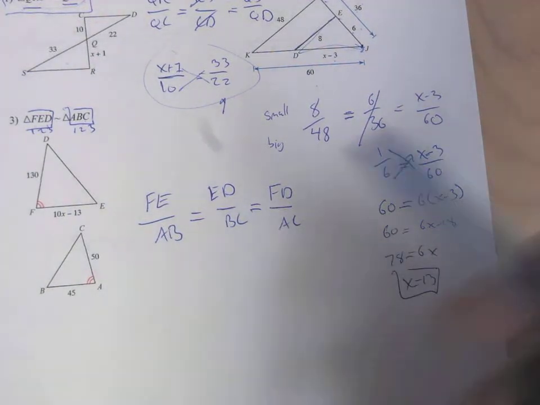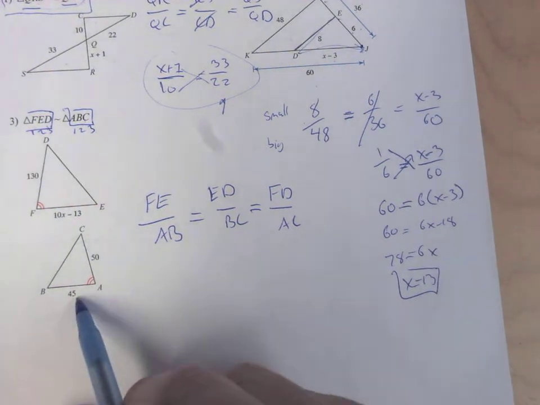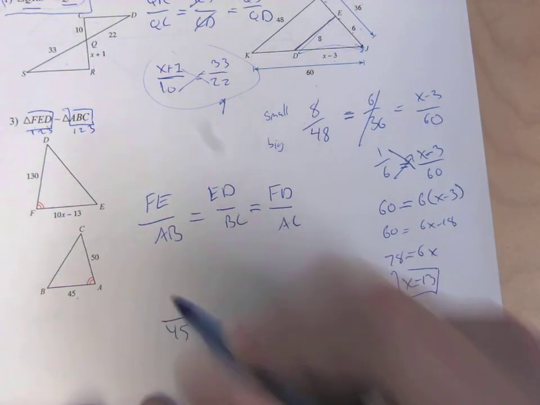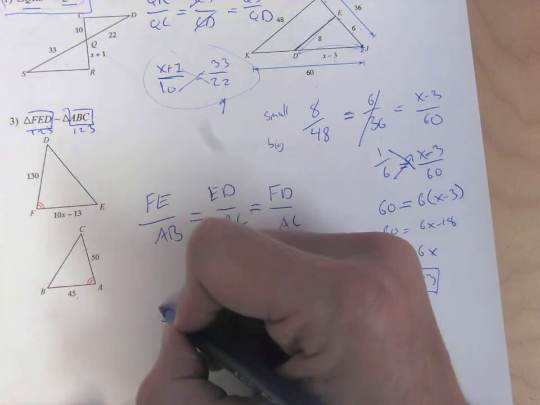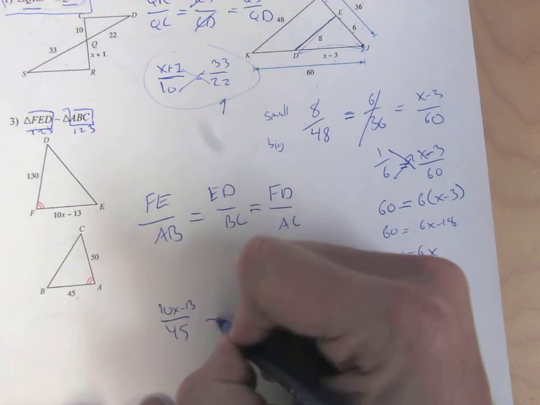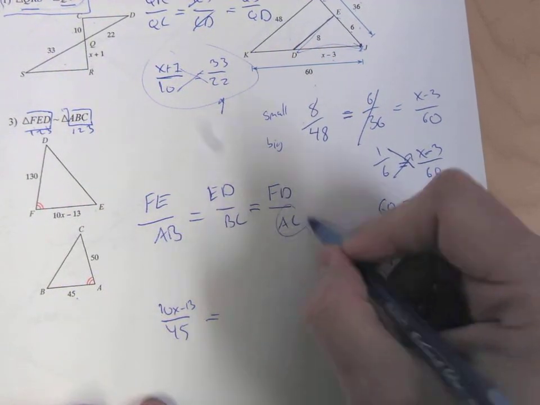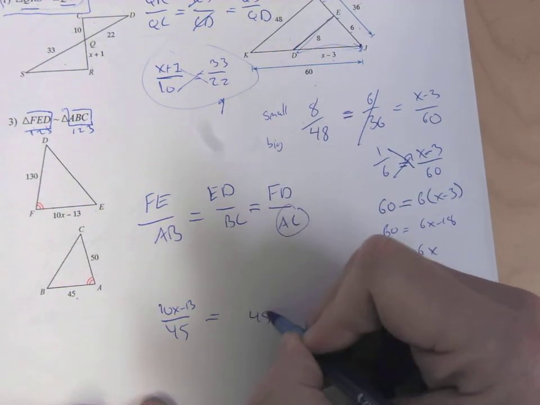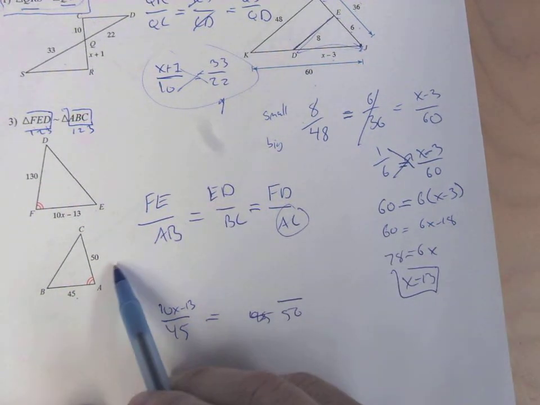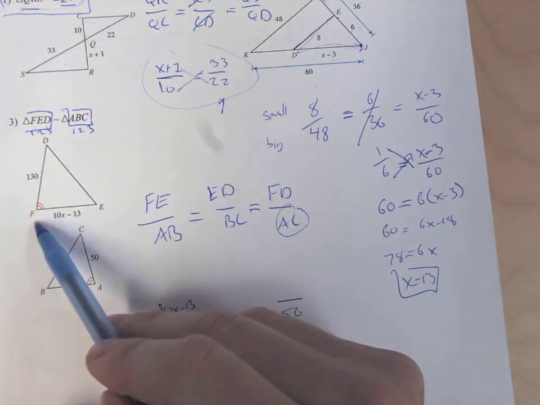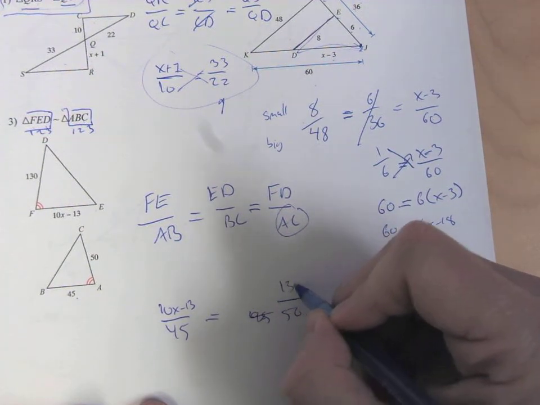In fact, I don't have all the information to use all 3 of them, so I just figure out what I do have. Okay, here's AB, it's 45, right? FE, right here, that's 10x minus 13, okay? Looks like I also have AC, so that's this guy, right? That'd be 45. Oh, sorry, AC is 50, excuse me. And then I also have FD, this guy, which would be 130, okay?